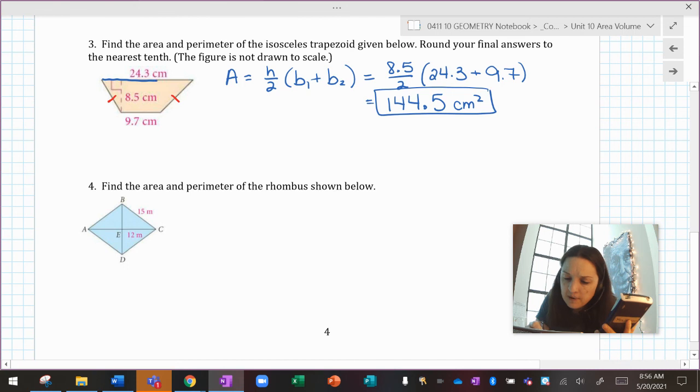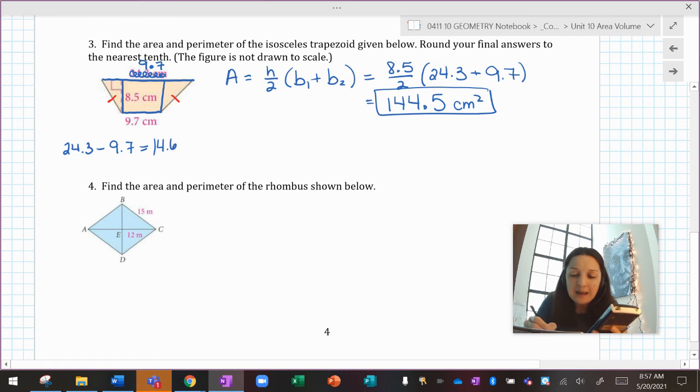And now I need the perimeter. Well, I have this and I have that, but I don't know the other two. What I'm going to have to do here is block this off and say, you know what? If this is 9.7 here, then this is 9.7 down there. And so 24.3 minus 9.7 is 14.6. And I've got to split that evenly to these two pieces. So I'm going to divide that by 2 and get 7.3.